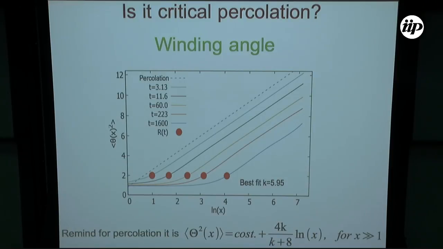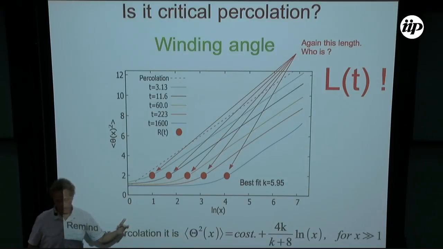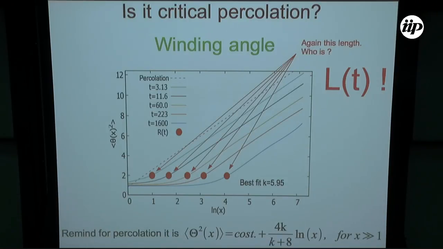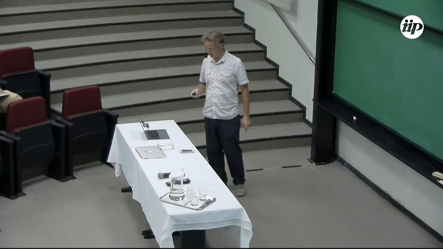And again, you see here this is true only above some typical length, and so we can ask what is this length. And okay, if you assume scaling, there is only one length in our problem, and so this length is L of t. And in fact, it makes sense because for distances which are smaller than L of t, everything is correlated, so you cannot have percolation. But for larger distances, the behavior is the good one.